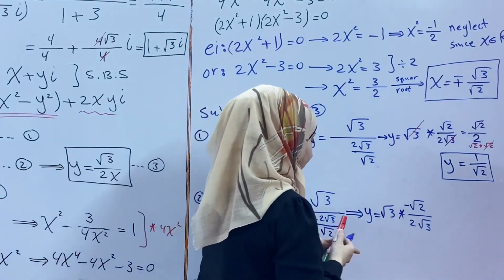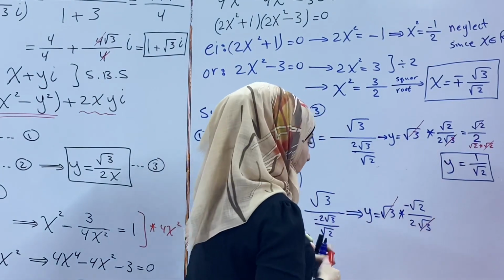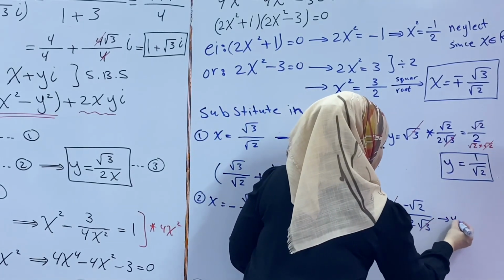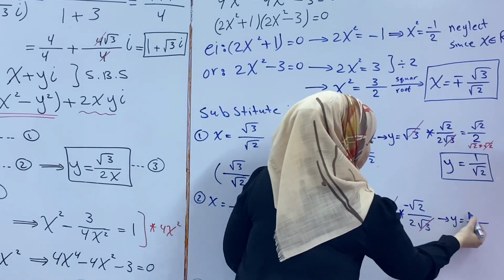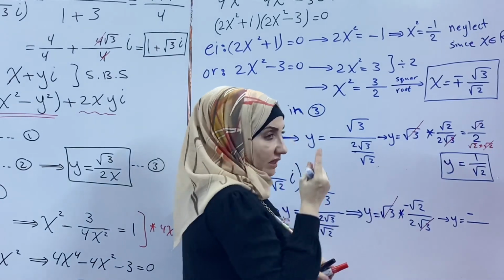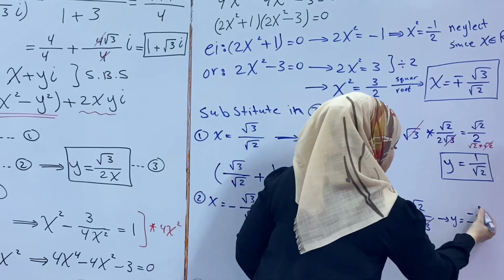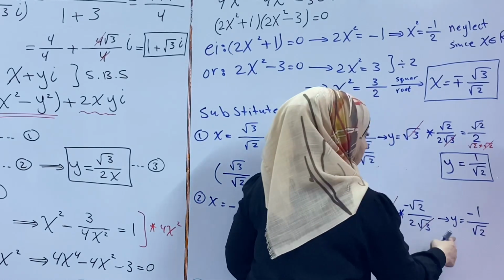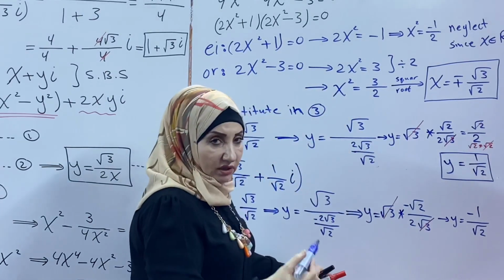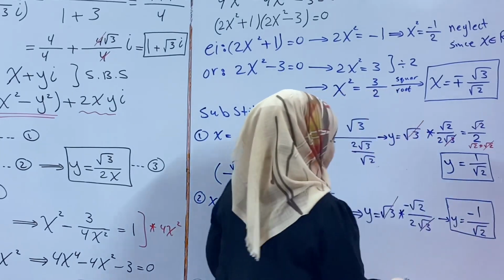And now I can simplify. So square root of 3 divided by square root of 3 equals 1, and it remains, so y equals, first, a negative sign, square root of 2 on 2. We said the 2 is square root of 2 multiplied by square root of 2. I will simplify one of them and it remains 1 on square root of 2. So this is the second value for y.